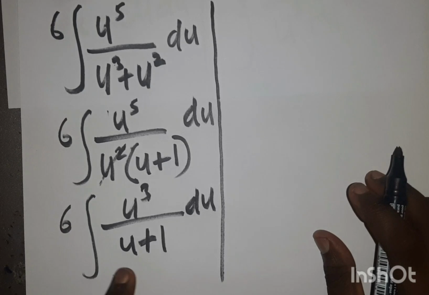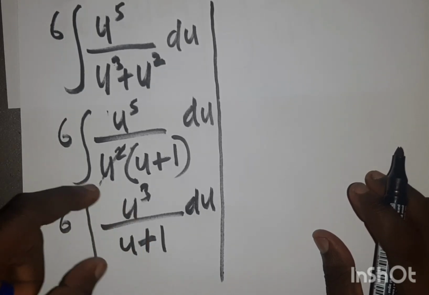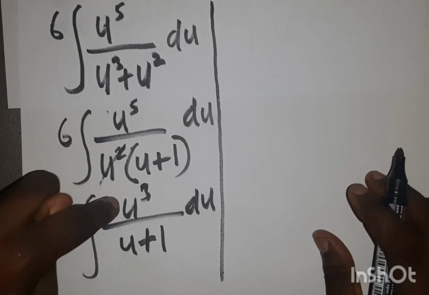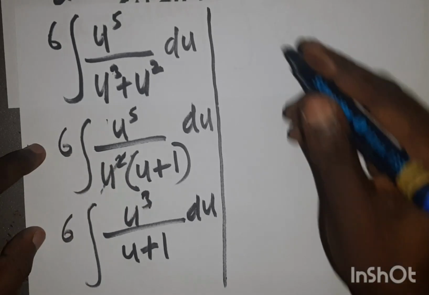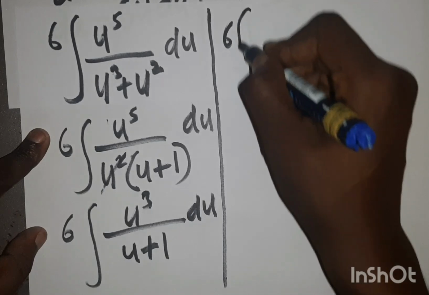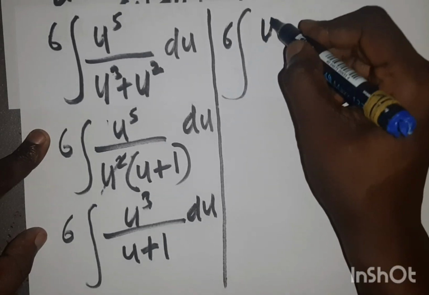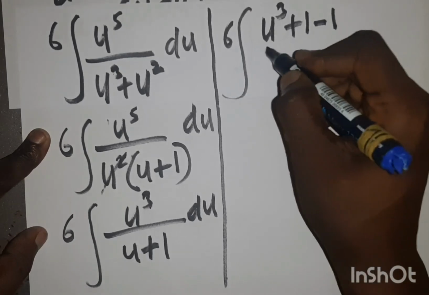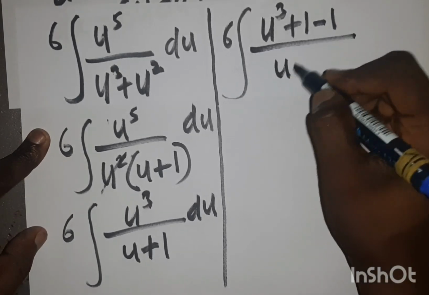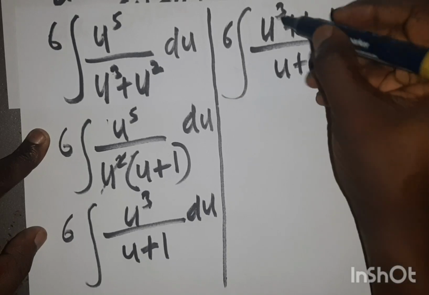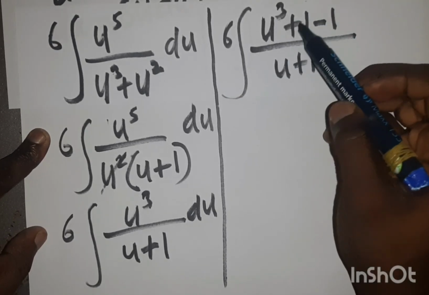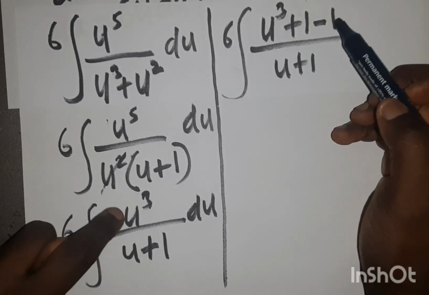Looking at this, it's still a bit hard to integrate, so I have to manipulate the numerator again. So I can write the u raised to the power 3 in this form: 6 times the integral of u raised to the power 3 plus 1 minus 1 over u plus 1. And of course, I'm taking u raised to the power 3 plus 1 as a single term. But mind you, u raised to the power 3 plus 1 minus 1 still gives you u raised to the power 3.